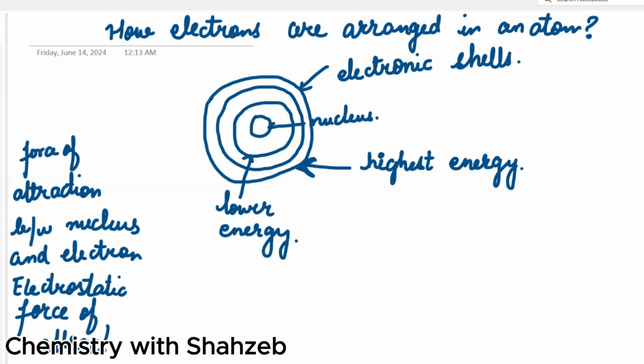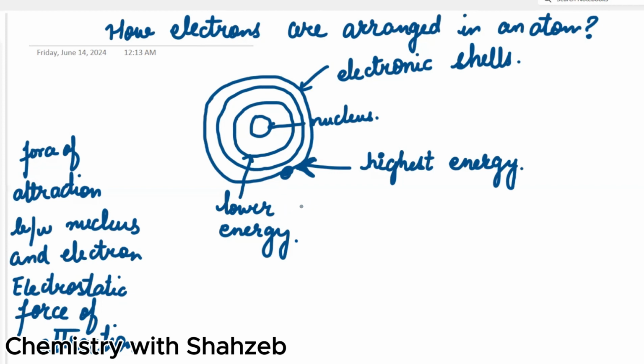So the shell closest to the nucleus would be having the lowest energy, as it would be having more electrostatic force of attraction. It would be pulled towards the nucleus with more force, while the electrons which are present in the furthest electronic shell would be having the highest energy. Why? Because of the lowest electrostatic force of attraction.